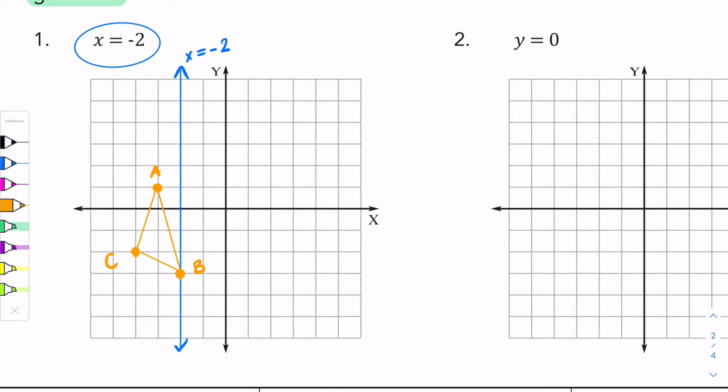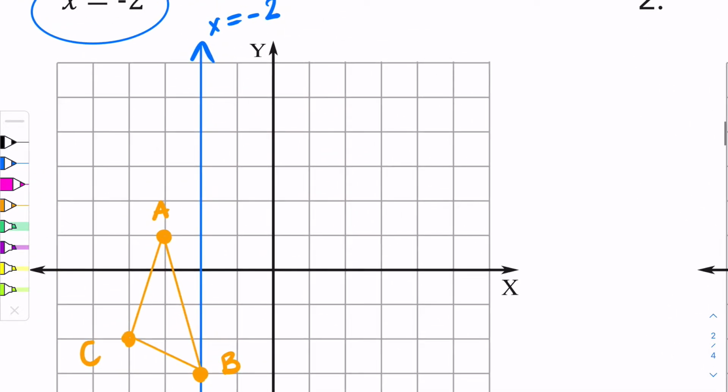And now when I perform the reflection, I need to reflect every point. So it doesn't matter which side of the line it's on, you have to be specific to the individual point. So for example, point A is 1 unit on the left side of our line of reflection, so A prime will be 1 unit to the right.